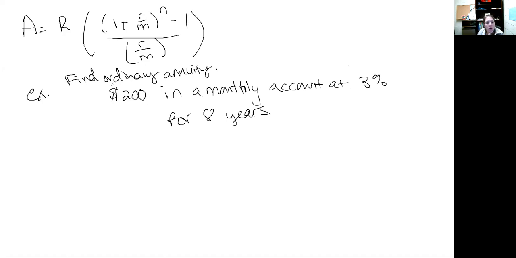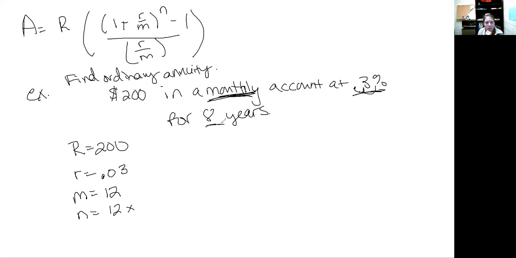All right, so let's figure out what we're given here. We know that our payment amount is 200, so that's going to be our R. Our rate here is 3%. So again, we change that to a decimal, so that's 0.03, moving it 2 places to the left. Our M is how often it's going to be compounded, and it says monthly, so that's going to be 12. And then our N is our time here. Remember, you're going to do your compounded amount times your actual time. So that's 8 times 12, which is 96.